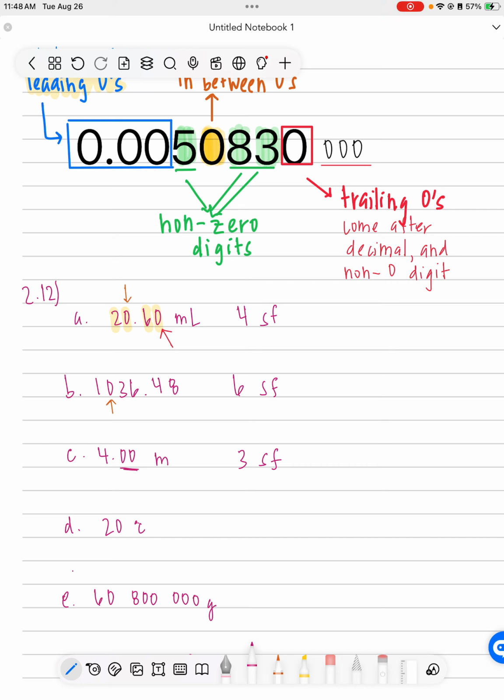So here's where it can get a little bit tricky. We only count the non-zero digit, which is 2. The 0 after that 2 does not come after a decimal, so it's not a trailing 0, so it is not significant. This tells us we have one significant figure. Does that mean that the 0 is not important? It doesn't. The 0 is important, but it's not significant.